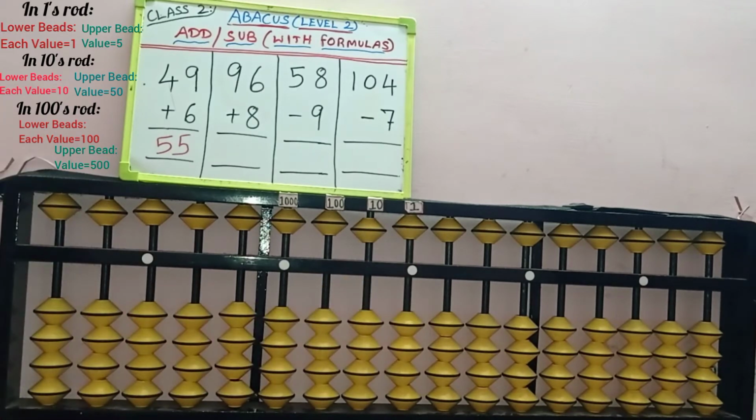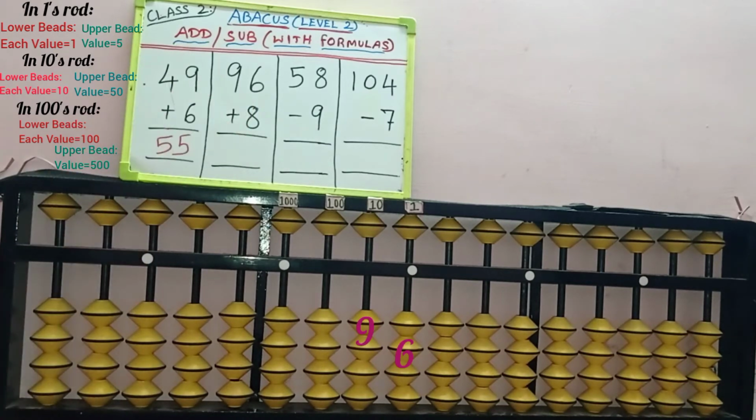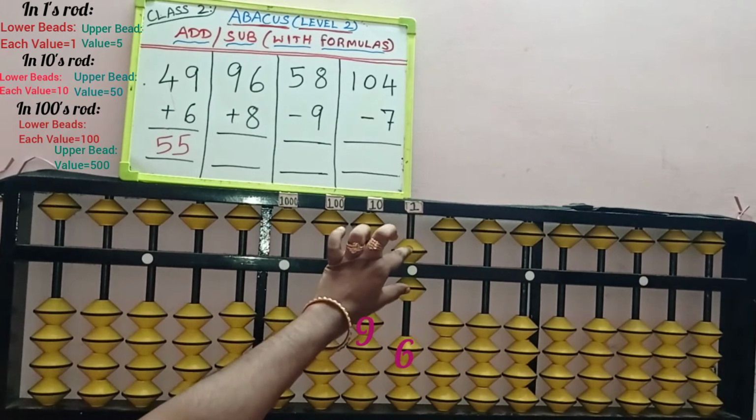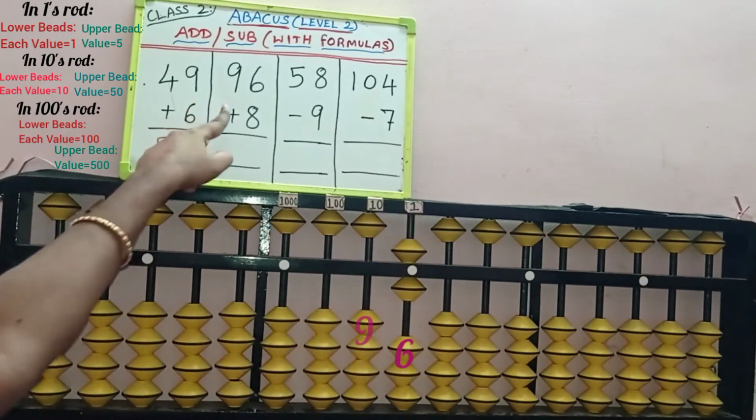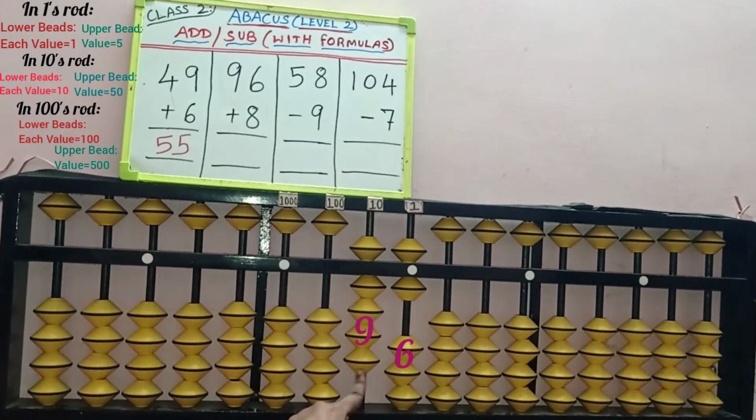Next we'll move to the second sum, 96 plus 8. First we'll move 96. Here 6 is in 1's place, 9 is in 10's place, right? So move 6 beads in 1's place, 5, 6, and 9 beads in 10 star. 50, 60, 70, 80, 90. So 96 is added. Next second row plus 8. It means we need to add 8 beads in 1 star because 8 is in 1's place, okay? See here, only 3 beads are available to add. 1, 2, 3. So we cannot add 8 directly here.